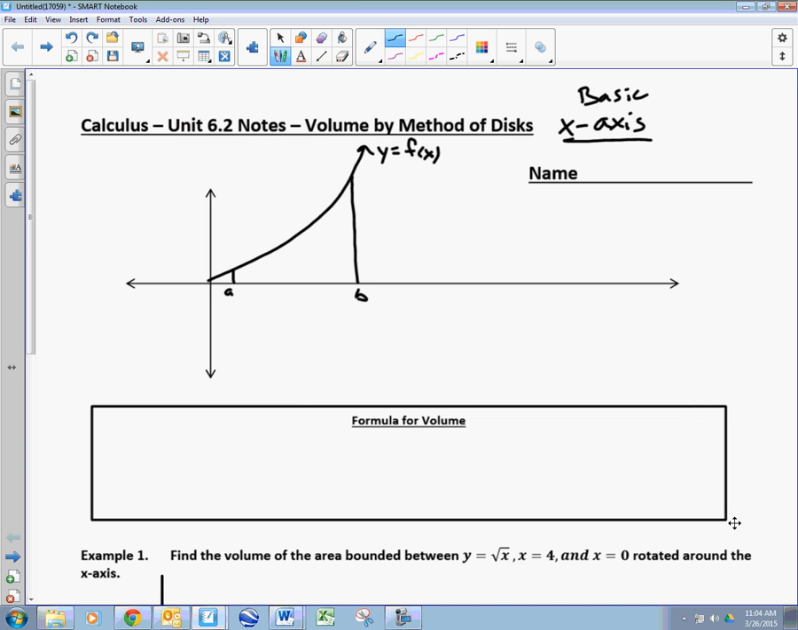When we find the area between the curve and the x-axis, we always talk about this really, really thin rectangle. What's the width of that rectangle? Dx, thank you. So dx is my width. And what I'm going to do is take each slice and rotate it around the x-axis.